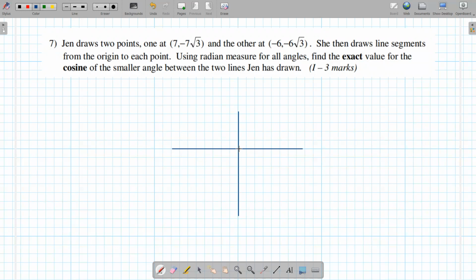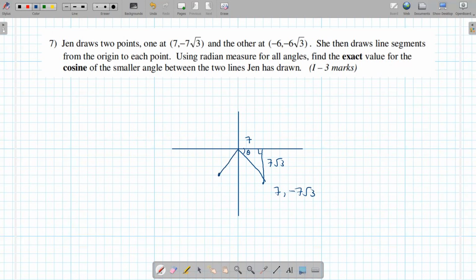So I'm just going to say this point right there. That's 7 comma -7√3. Maybe you can even draw a triangle out of it. That means the horizontal distance is 7 and the vertical distance is 7√3. Okay, and then where's this one? Third quadrant. Right, so that's in the third quadrant.